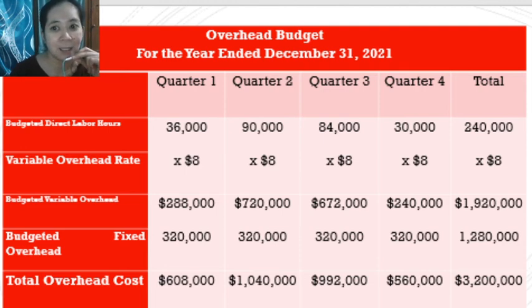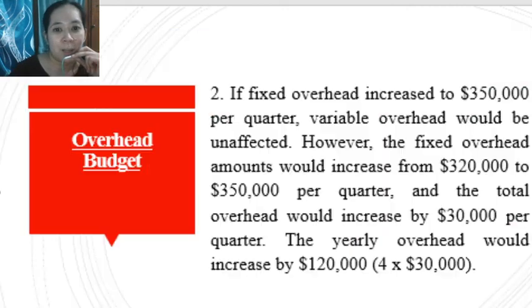This overhead budget is simple to prepare. All we have to do is determine the basis of our variable overhead, compute it, and add the fixed overhead to get the total overhead cost. That's how simple it is to prepare the overhead budget.